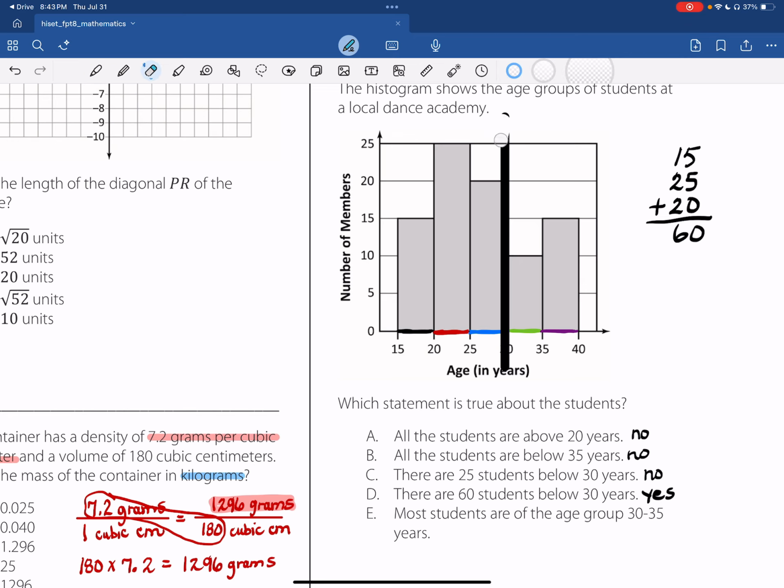I'm going to erase this big old line because I need to be able to see under it. Most students are of the age group 30 to 35. That's this one. That's not true. That's the smallest age group. So this is a false statement. That means the answer is D as in Delta.